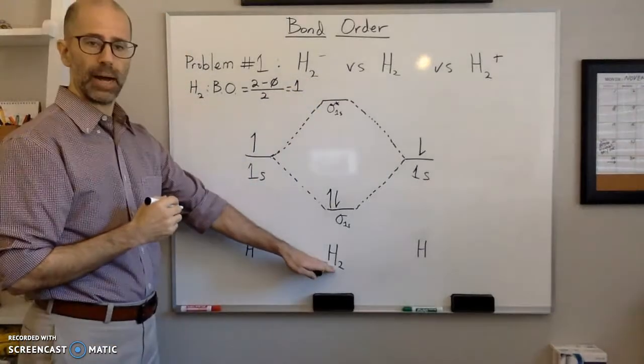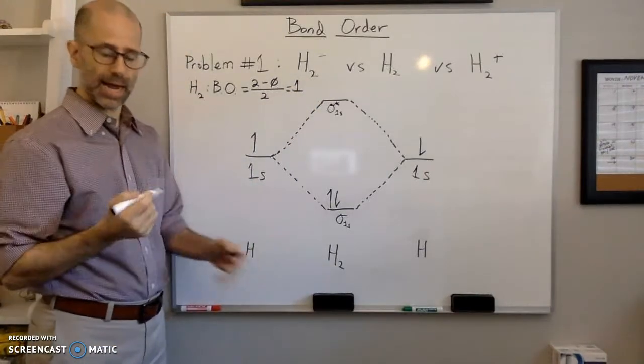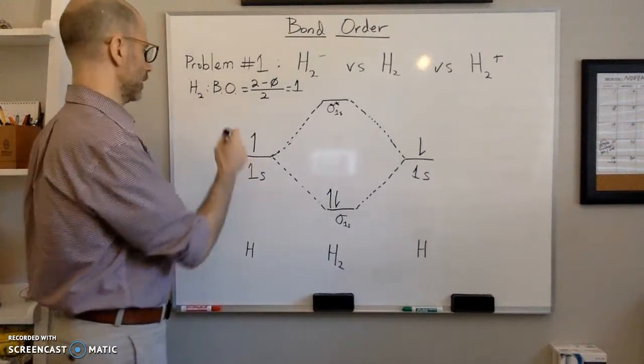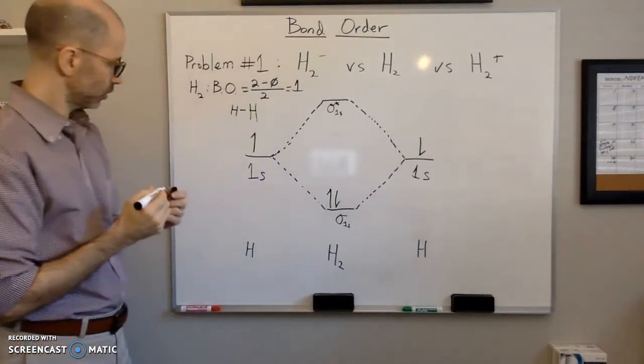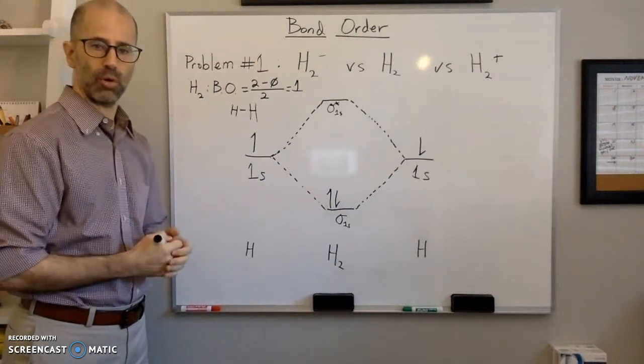So the bond order for this is 1, meaning it has a single bond. So it looks like this. So one single bond there. So we have a single bond, which is normal.